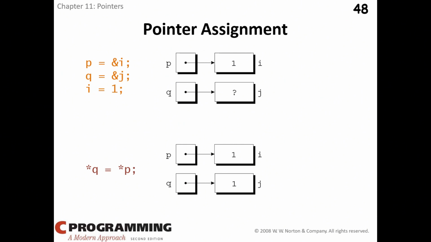So let's imagine this with an example. Let's assume i initially holds a value of 1 and j holds some other value. So after the execution of the given statements, p points to the memory location of variable i, and then q points to the memory location of variable j, and the value of i becomes 1. And then the value of variable j, pointed to by q, becomes the same as the value of variable i, which is pointed to by p, which is 1.